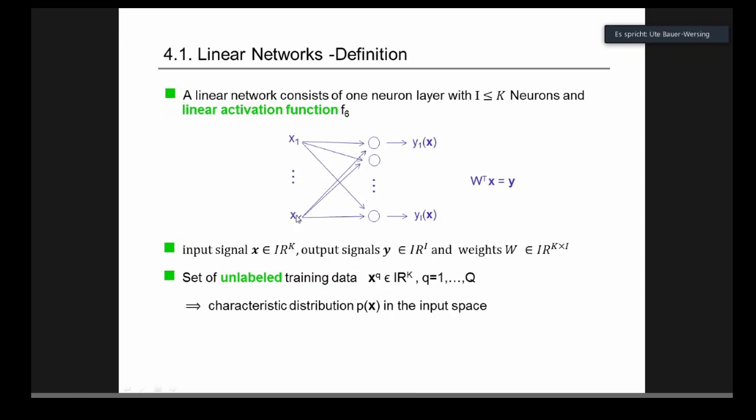Okay. So what we have here is input signals which are k-dimensional vectors, and we are mapping this k-dimensional input space onto the i-dimensional output space. So our output vector y is i-dimensional, and the weight matrix therefore has the dimension k times i.